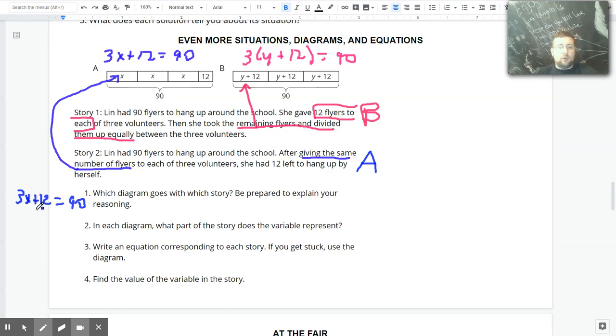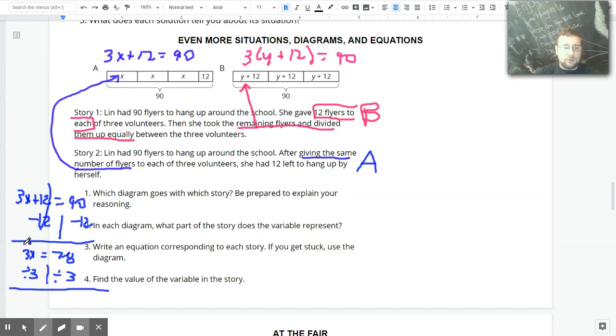All right, let's solve the first one first. This is a little bit easier. All you have to do is start with order of operations in reverse. We're going to deal with the adding first. So we're going to get rid of the plus 12 by subtracting 12 from both sides of the equation. That cancels out the 12s, and we end up with 3x equals 78. Now, the next step, because that 3 is multiplying, is dividing both sides of the equation by 3. And if we do that, the 3s cancel out, and we have just x equals 26.